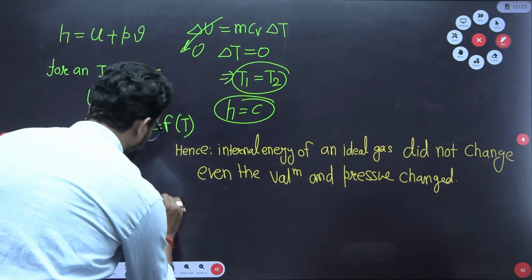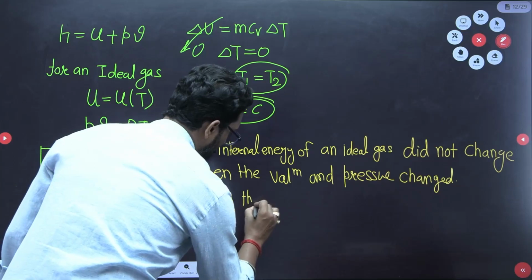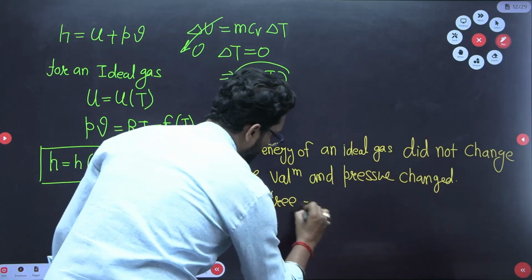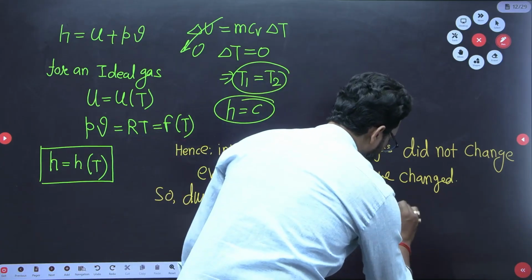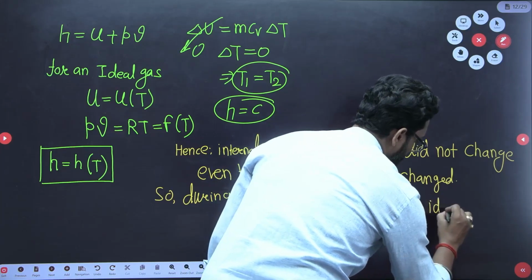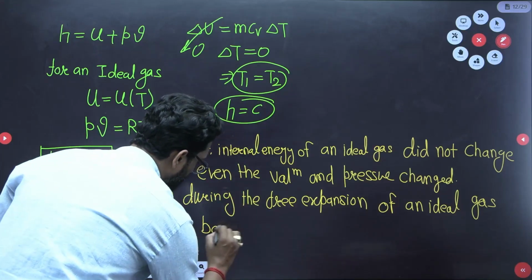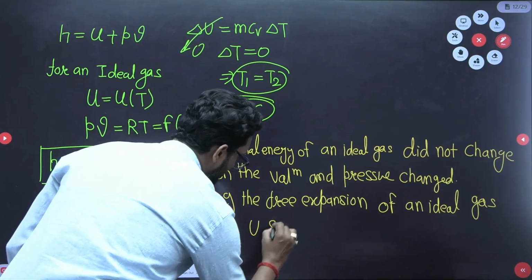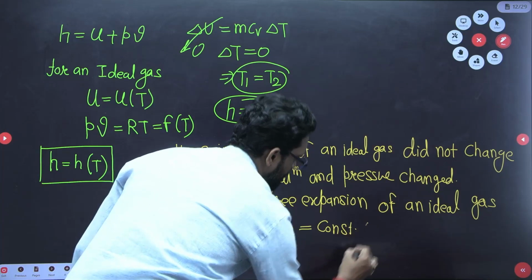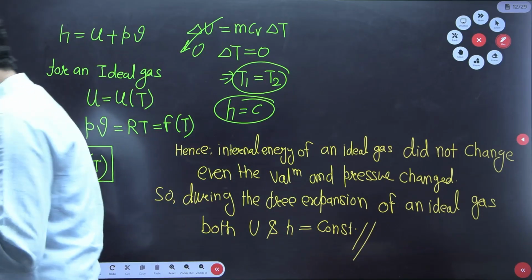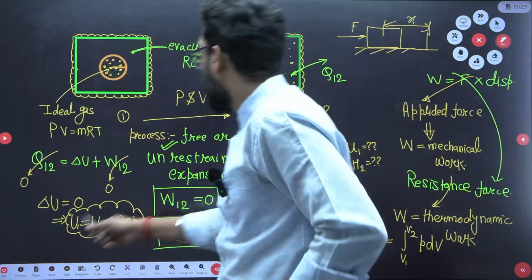So during the free expansion of an ideal gas, both internal energy and enthalpy remain constant. This is your Joule's experiment. Clear, beta? This is clear? So this is the background of this question.